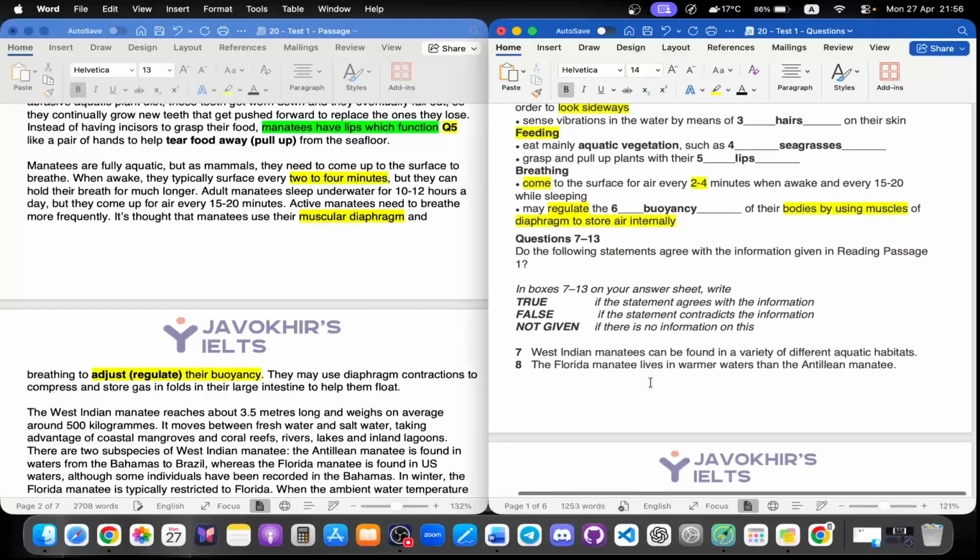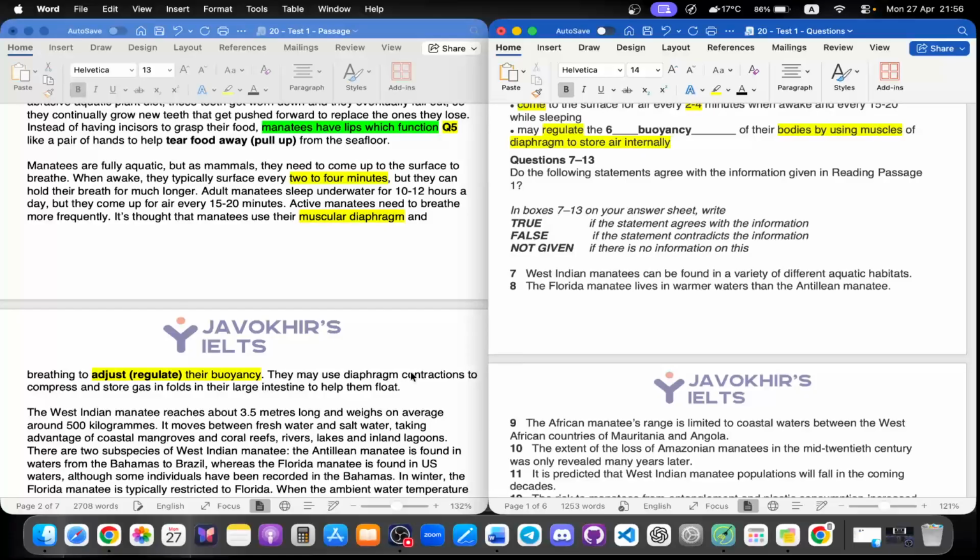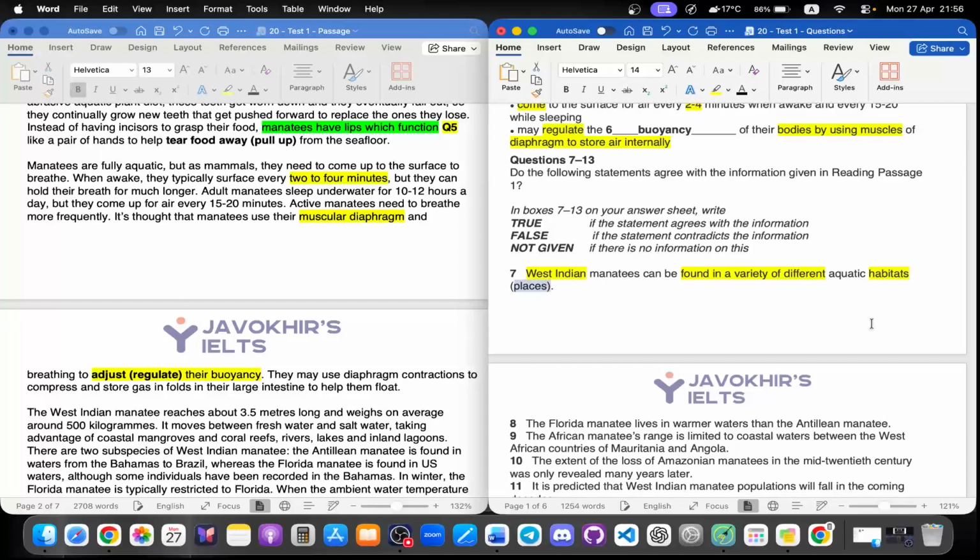There you go. Other than that, the West Indian manatees can be found in a variety of... Gotta find that right now. West Indian manatees can be found in a variety of different aquatic habitats. Habitats means places. So you gotta make sure you know that.